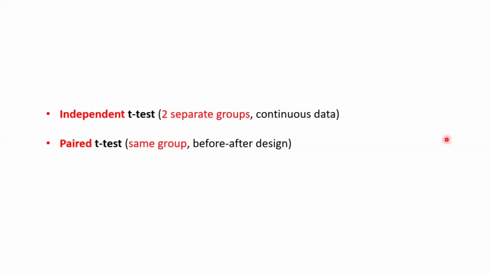Paired t-test is usually used for a before and after design. For example, we have to compare the weight of a group of persons before taking the drug and after taking the drug. So the population is the same, the group is the same, but we have two separate measurements, and this is going to be a paired t-test.